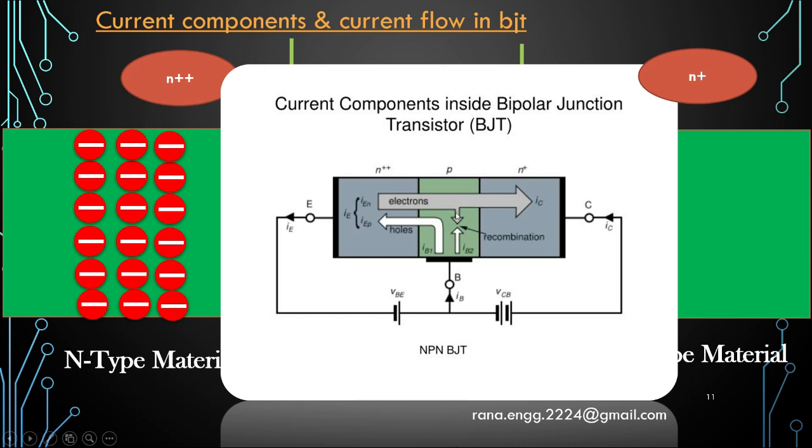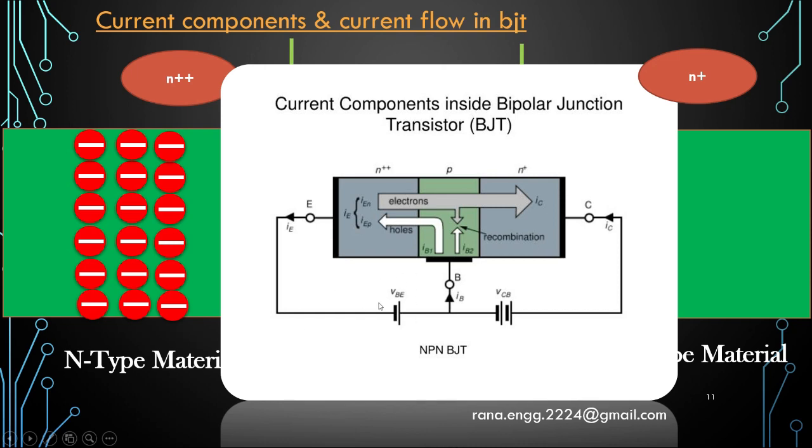So whenever an electron finds a hole, it will recombine and become an immobile ion. They will form covalent bonding. This recombination is shown like this in the base region, and this IC is the collector current, that is the output current.